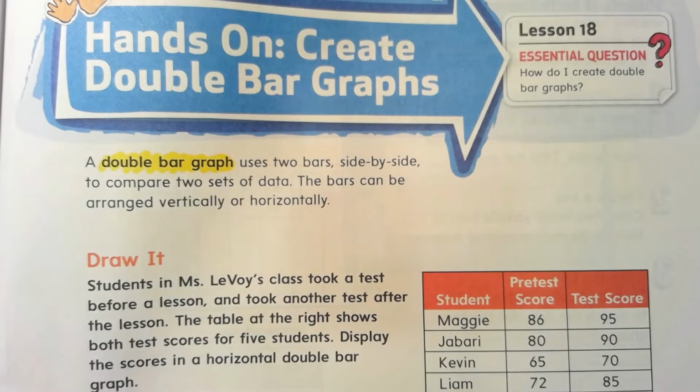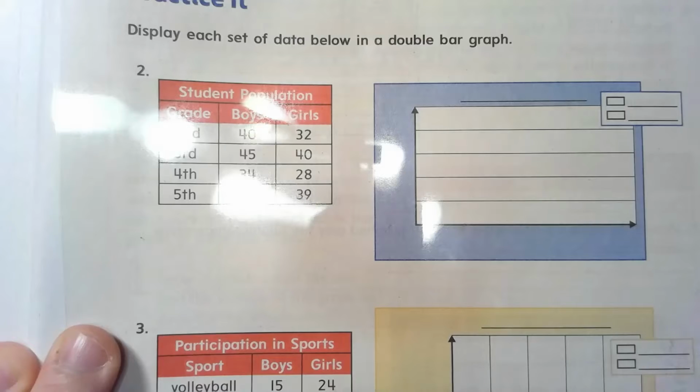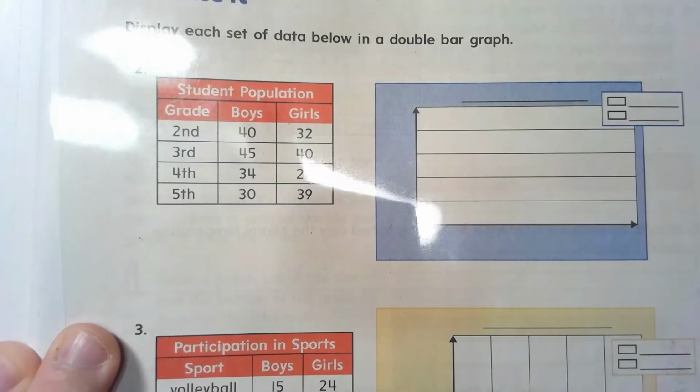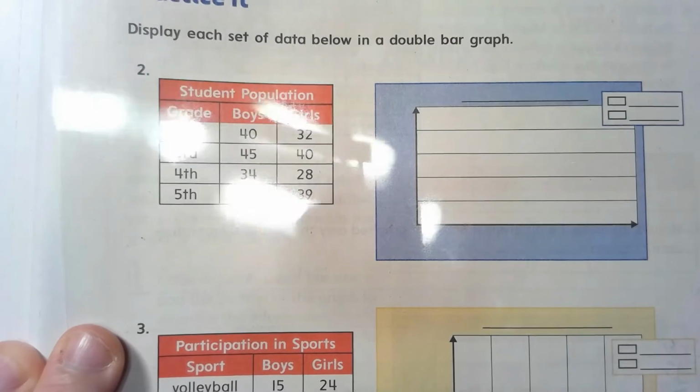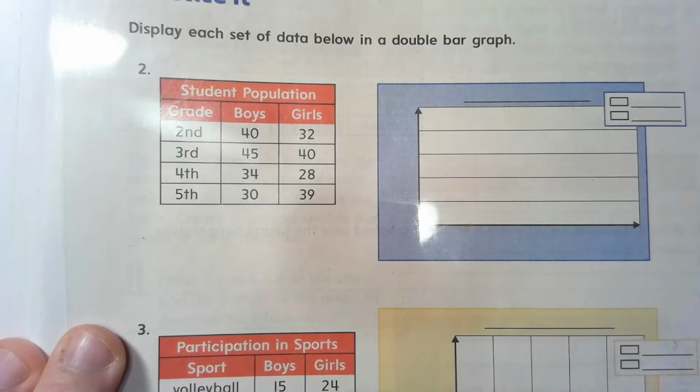In this video, I'm going to show some selected questions from Lesson 18 in the Oklahoma Supplement, and this lesson is on creating double bar graphs. And I'm going to begin on page 105 in your math journal, looking at questions 2 and 3. For both of these questions, we're going to display a set of data in a double bar graph.